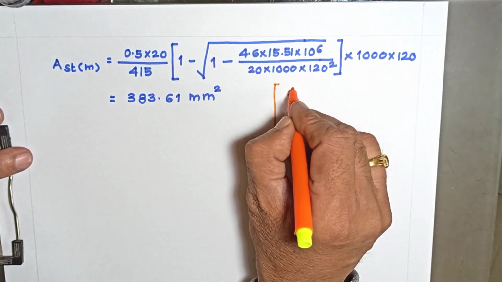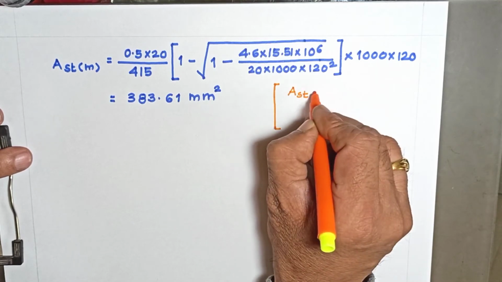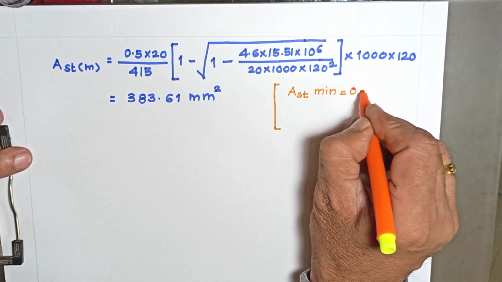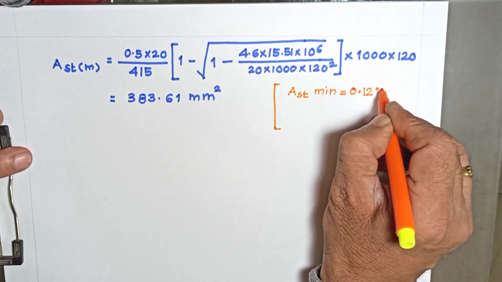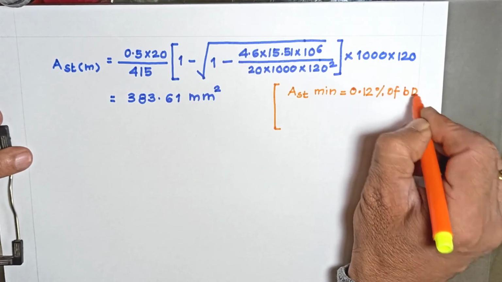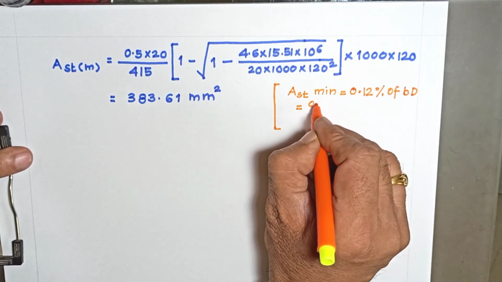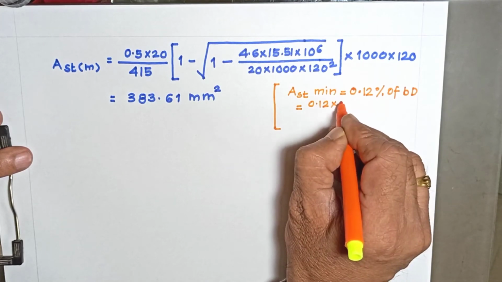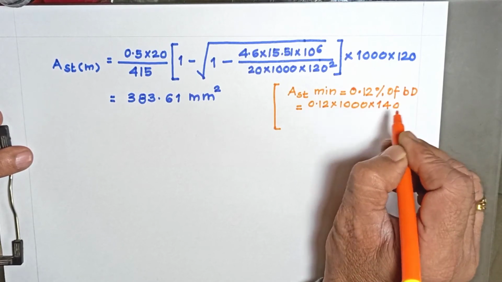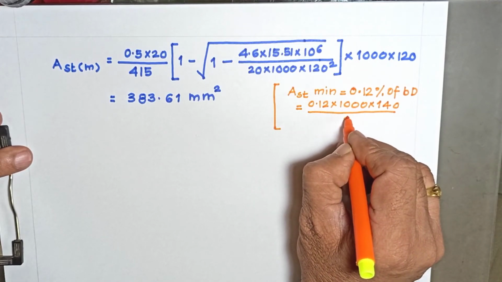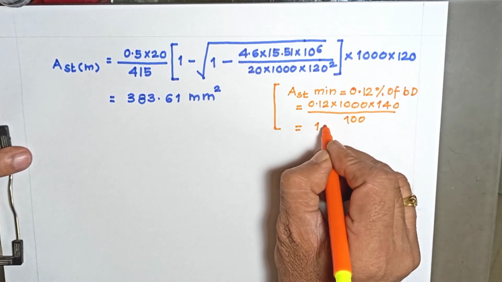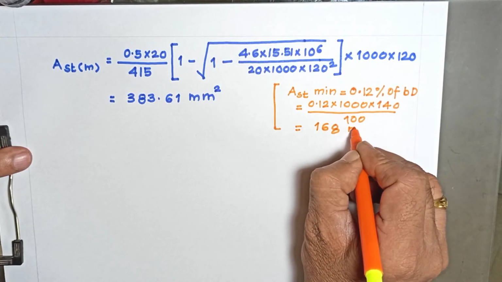Okay. So I will say Ast minimum is equal to 0.12% of B into capital D. So here you will get it as 0.12, B is 1000, D is 140 mm, divided by percent means 100, and you will get this as 168 mm square.